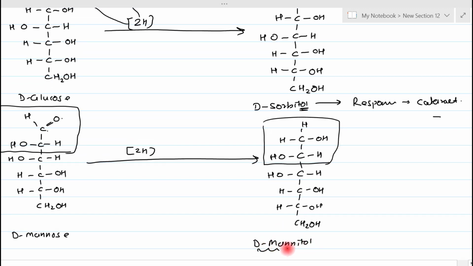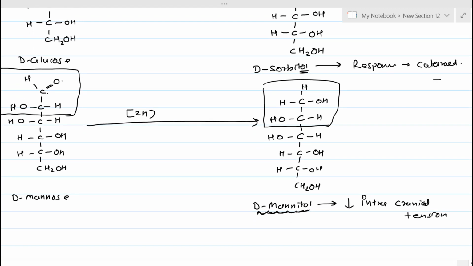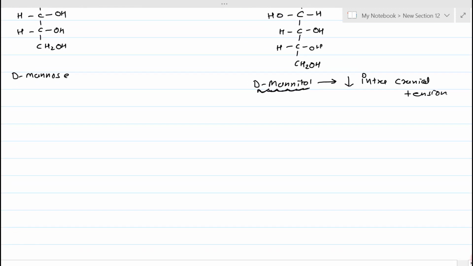Now this D-mannitol has biomedical importance, in that it is used as a drug to reduce intracranial tension. Whenever the CSF, the cerebrospinal fluid pressure, is increased, clinicians give D-mannitol as an injection to reduce the intracranial tension inside the brain. Now let's take up a third example, D-fructose, and this is going to be interesting.